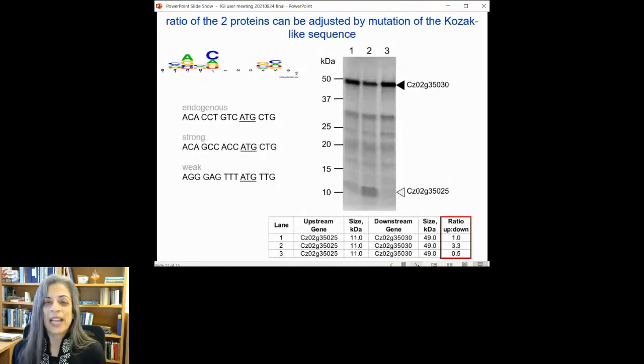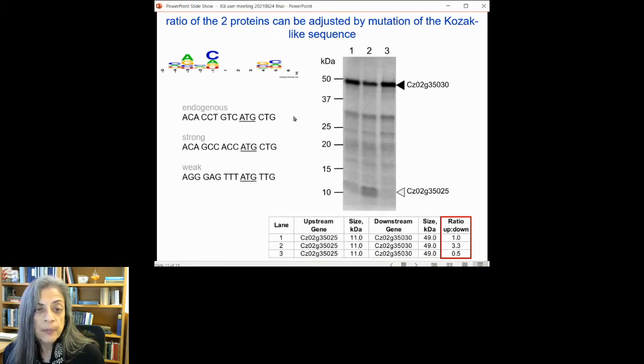So the next question we had, because of course, as you heard from Steve Mayfield's talk, there's a lot of interest in using algae for synthetic biology applications, is, could we actually use this system in order to adjust the proportion of protein produced from the upstream and downstream ORF? And of course, we were also interested in the mechanism by which 2 proteins could be produced from a single mRNA.